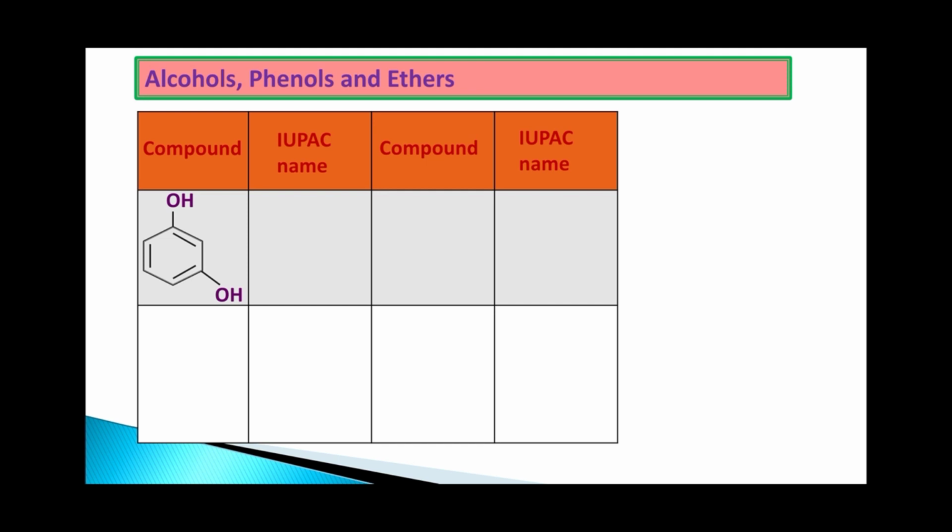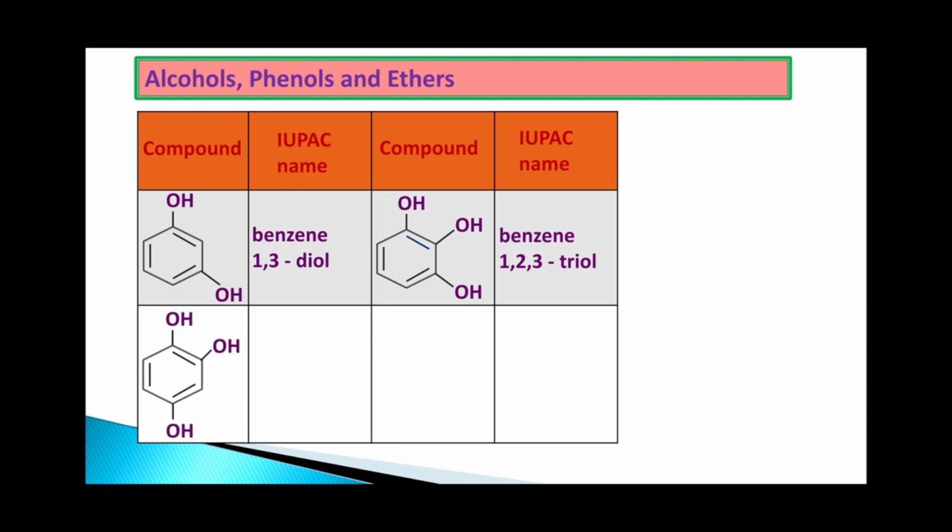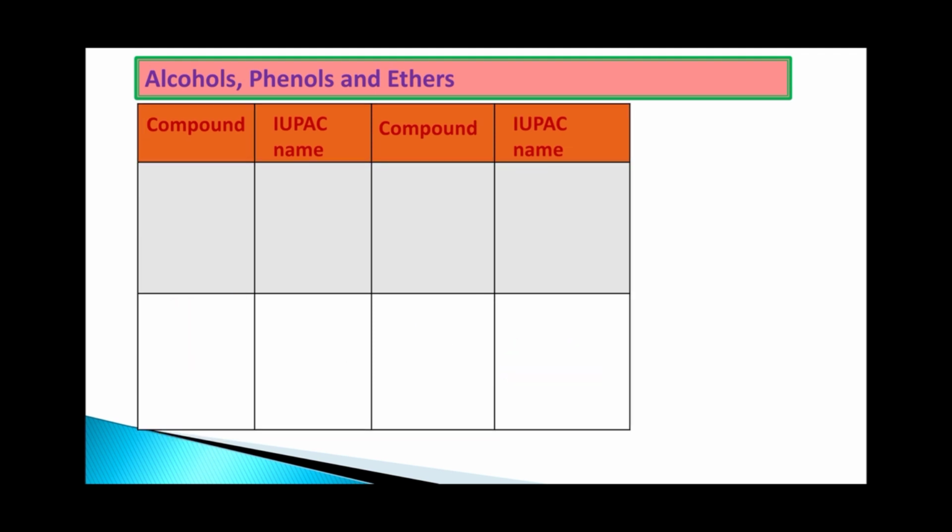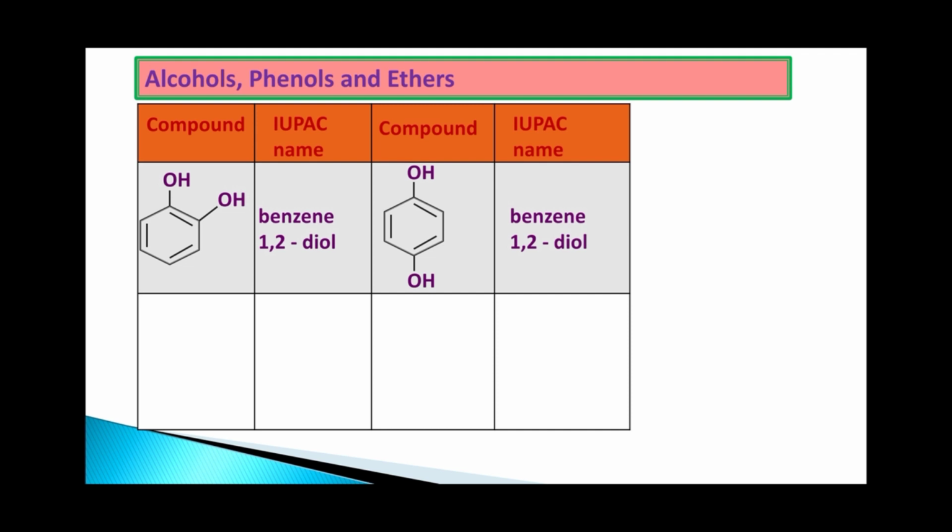Now we will take some more examples containing 2 OH groups or 3 OH groups. When benzene has 2 OH groups at positions 1,3, it is benzene 1,3 diol. With 3 OH groups at positions 1, 2, 3, it is benzene 1,2,3 triol. 3 OH groups at positions 1, 2 and 4: can you guess the name now? Benzene 1,2,4 triol. Benzene with 3 OH groups at positions 1, 3 and 5 is benzene 1,3,5 triol. One more example containing 2 OH groups: benzene 1,2 diol. One more, at positions 1 and 4, is benzene 1,4 diol.